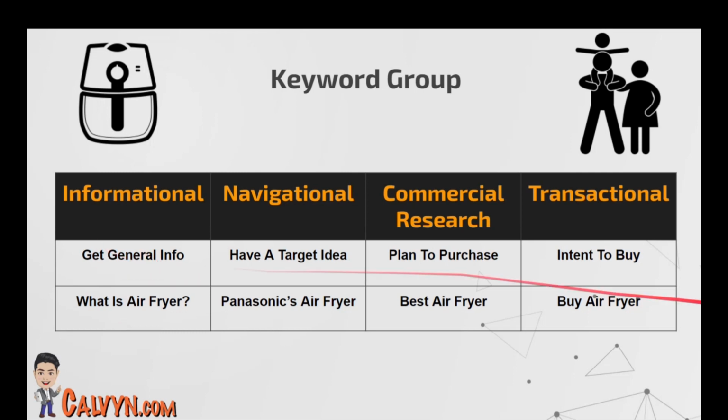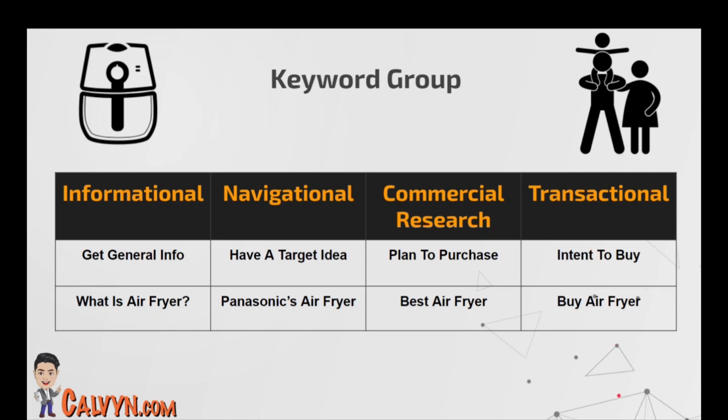Second, when they have some target idea already, they will simply go to search lah. Some people will introduce them several brands. So for example, if they want Panasonic, they will go to search for Panasonic air fryer. They have an idea already, so they want to know all the specifications for this device, right? They will search Panasonic air fryer.